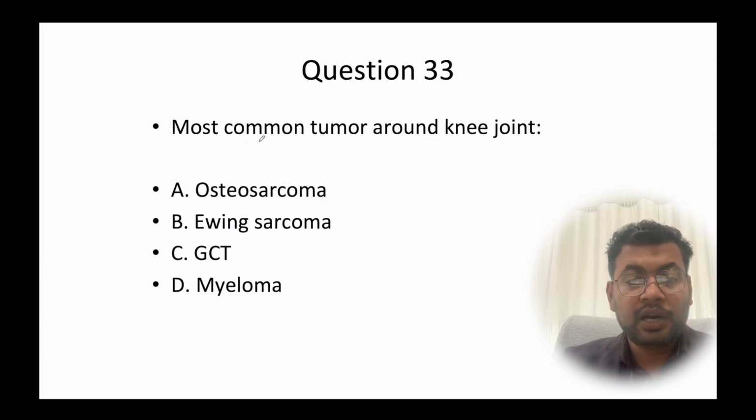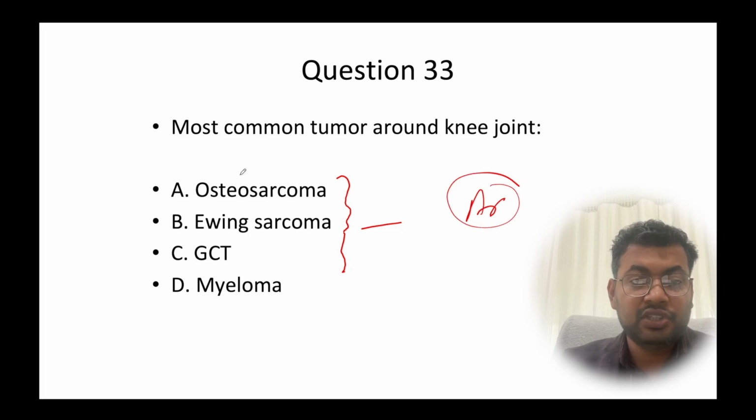Most common tumor around the knee joint: osteosarcoma, Ewing sarcoma, GCT, myeloma. We know that osteosarcoma and Ewing sarcoma have their most common locations elsewhere, and for GCT the most common location is around the knee. But out of these, which is more common? The answer is GCT, C.